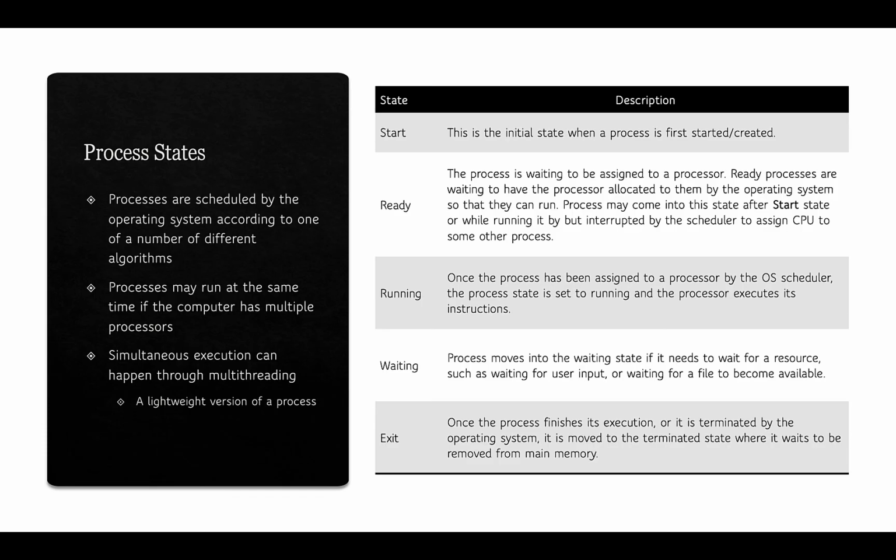So I mentioned the states already, but we'll just recap that. The start is the initial state when a process is first started or created. Ready is when the process is waiting to be assigned to a processor by the operating system so that it can run, and they may come into this state after the start state or while running, may be interrupted by the scheduler to assign the CPU to some other process. So the process can then be running or waiting for a resource, and then finally it can exit when it's done its processing, or the user exits the application, for example.